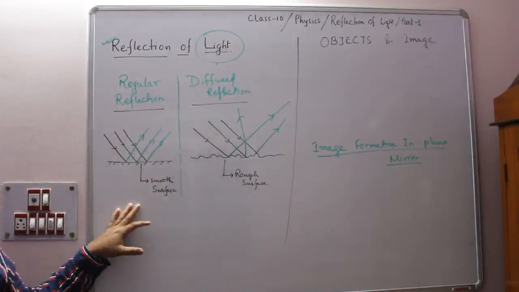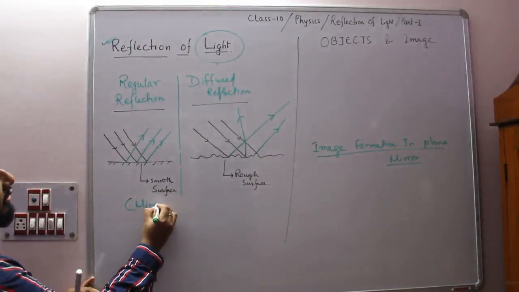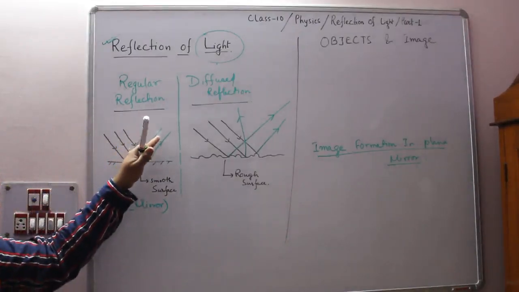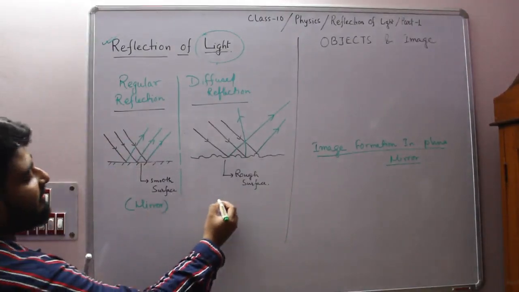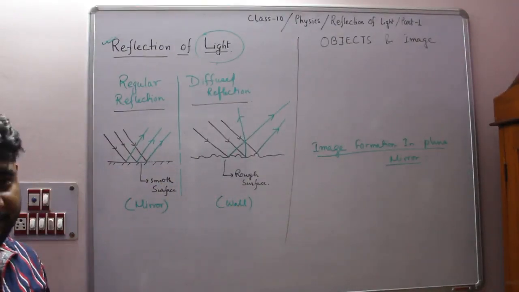Clear? Regular reflection takes place on a smooth surface. And what are the smooth surfaces? Say a mirror is the best example of a smooth surface, where the incident rays are sharply reflected. Okay? And a rough surface is like a wall, wood. These are all rough surfaces.